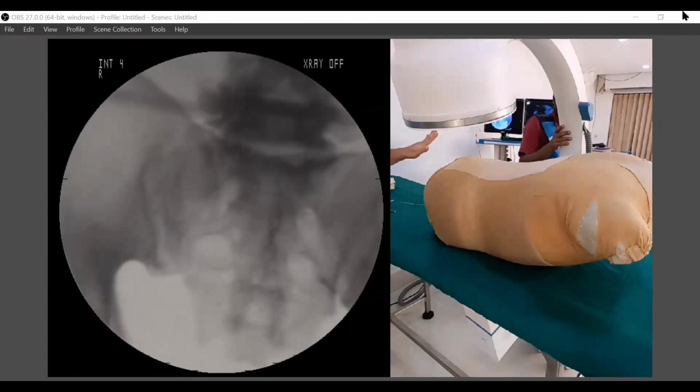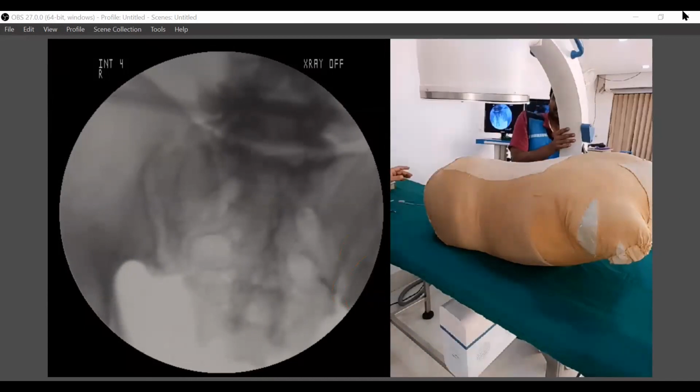Okay, shoot. So you have seen how the joint lines came one above another. So this one was for the SI joint.